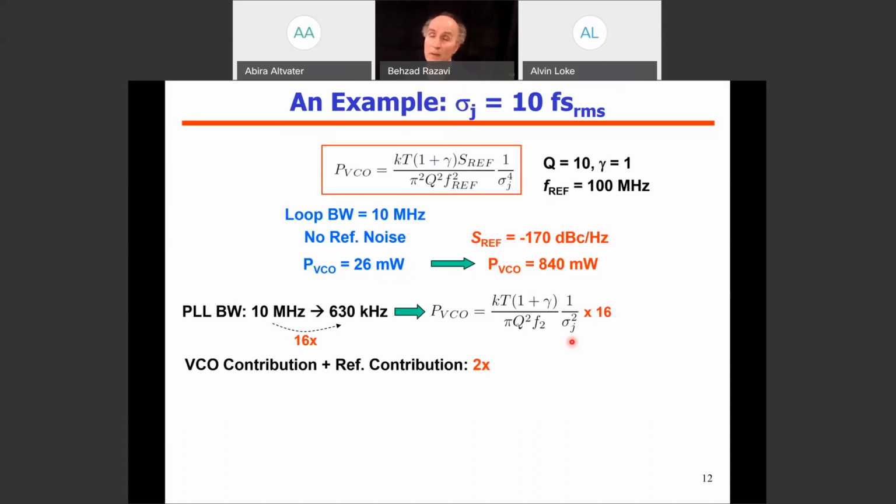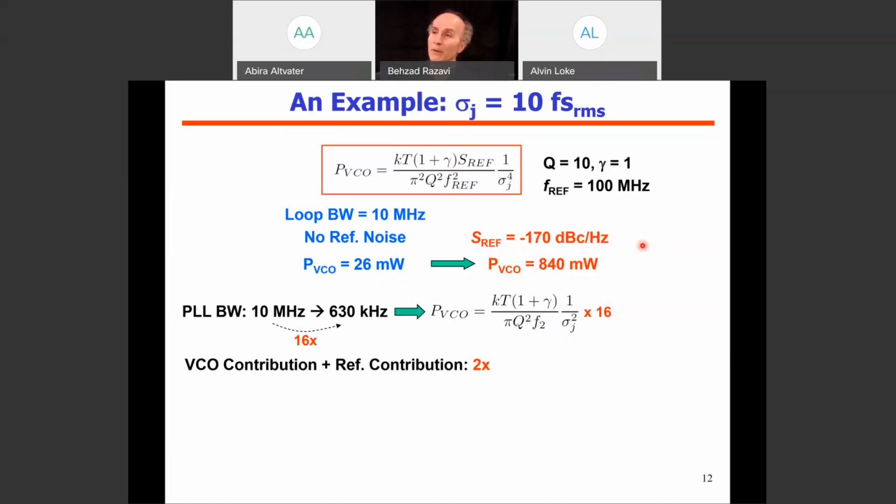Okay, so this is what it takes to provide a jitter of 10 femtoseconds RMS at the output of the PLL if we have these assumptions: Q is equal to 10, the reference frequency is 100 megahertz, reference phase noise is minus 170. And of course, a power consumption of 840 milliwatts is ridiculous in many dimensions.